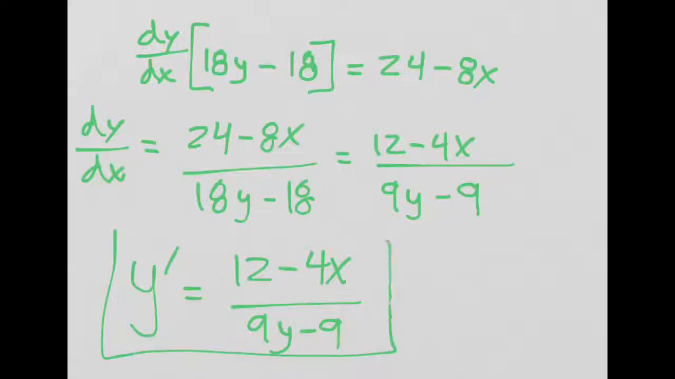And again, this is telling me if I know any point on this graph, any ordered pair, (x, y), I can plug it into this derivative function and actually calculate the slope of the tangent line. So that is implicit differentiation in a nutshell.